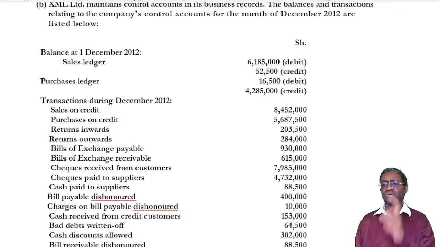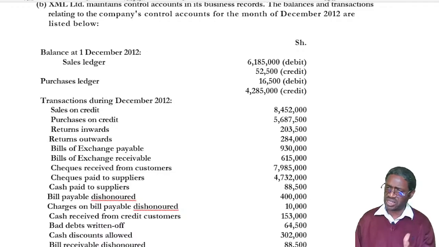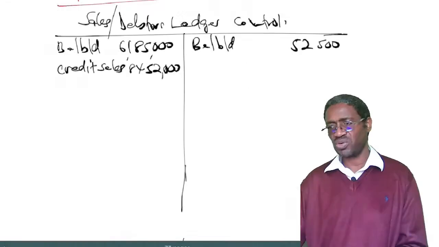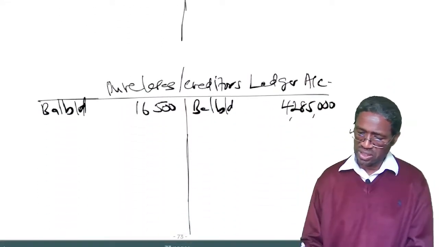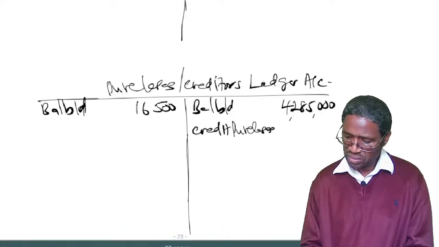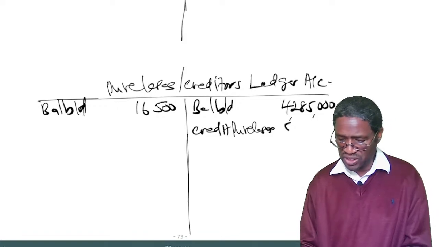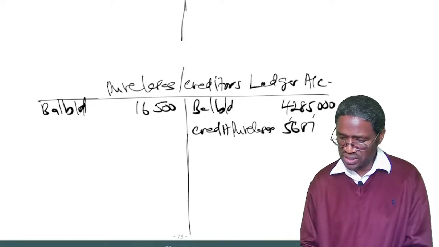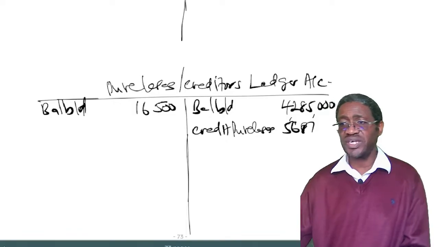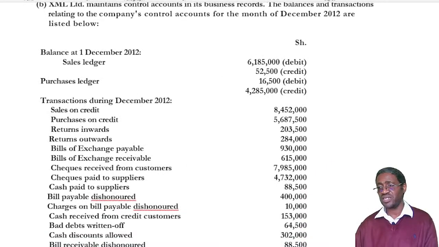We are given purchases on credit. Of course, when you buy goods on credit, you normally debit purchases and you credit creditors. So come and credit creditors. It's given as 87,500. You credit. So come to the creditors and you come and see your credit purchases. We are given an amount of 56.87. Let me confirm. 56.87,500. Thank you.